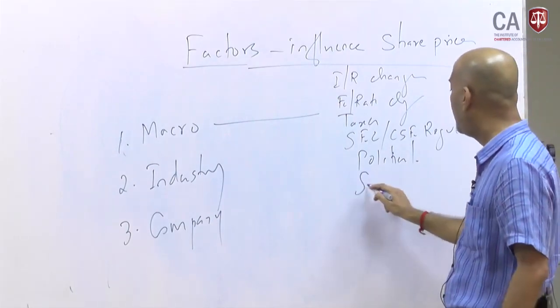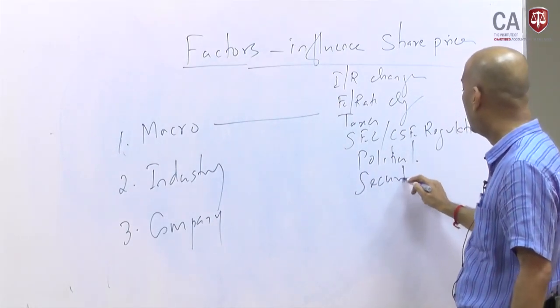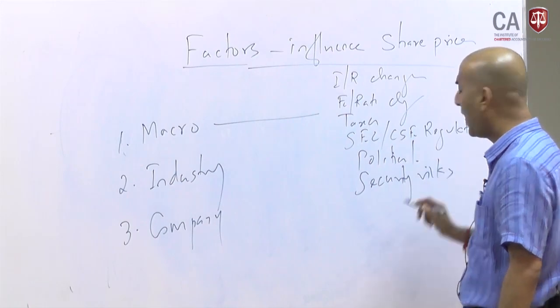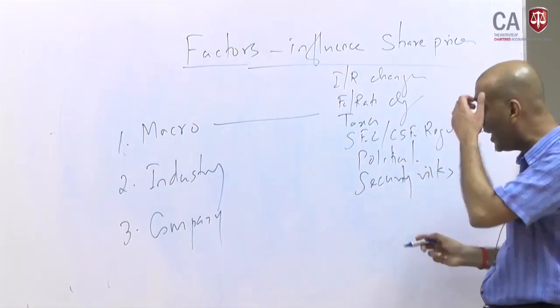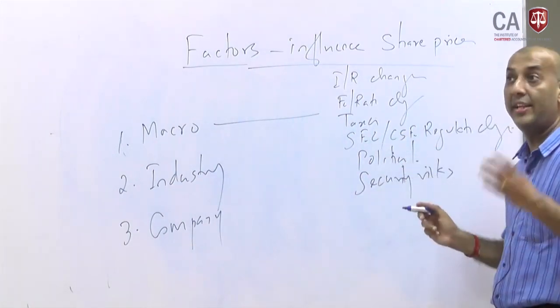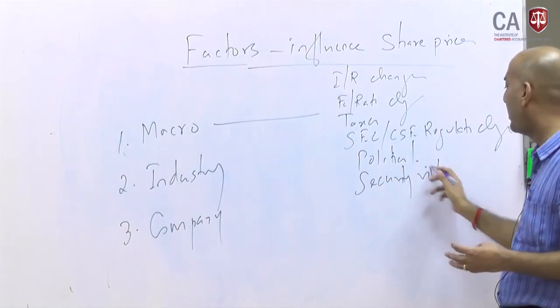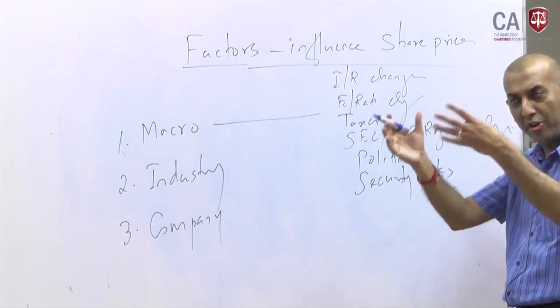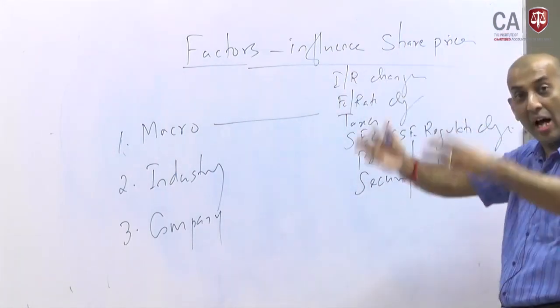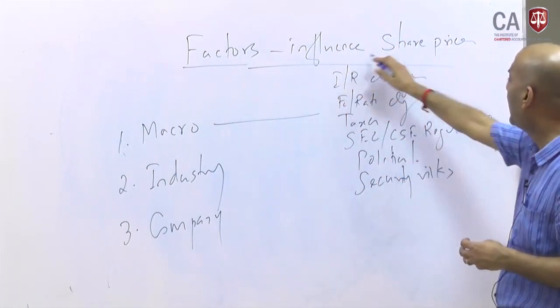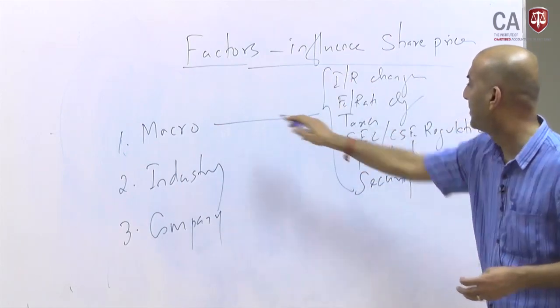Then you might also have security risk, right? In 2019, we went through a security risk, where we were threatened by certain things in the country, so we were scared about it. So there is an impact on the stock market also. Share prices will come down negatively. So these are the macro factors.